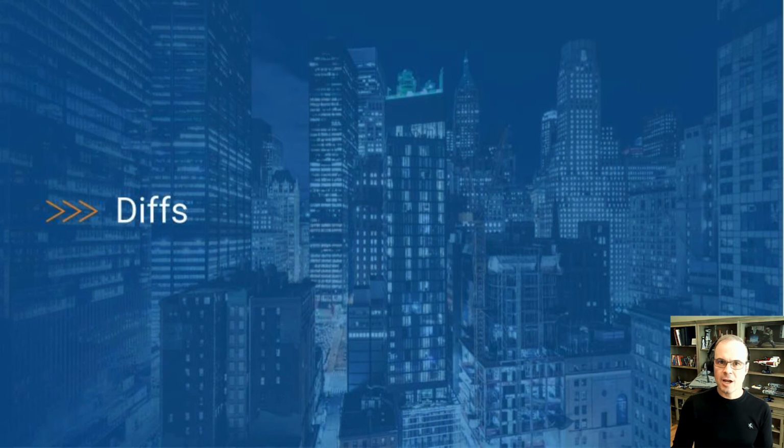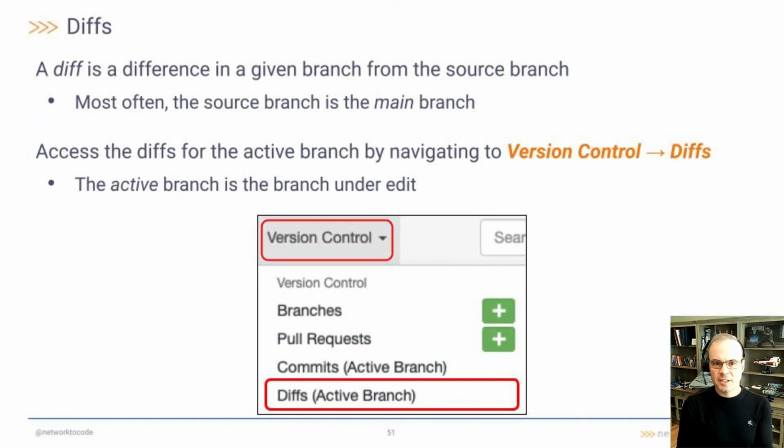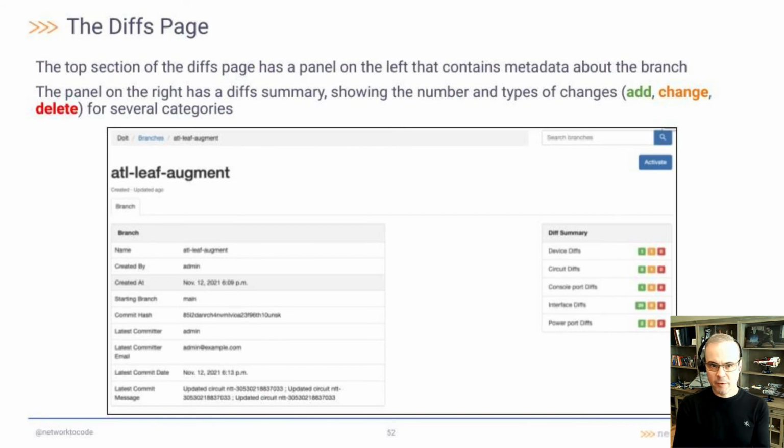And finally, we'll talk about diffs. A diff is a difference in a given branch from its source branch. Now, most often that source branch is going to be the main or production branch. You can access the diffs for the active branch by navigating to version control and then diffs. And again, as a reminder, the active branch is the branch that's under edit. Now the diffs page, there's kind of a lot to it, so I broke it up into 2 different slides here to talk about it.